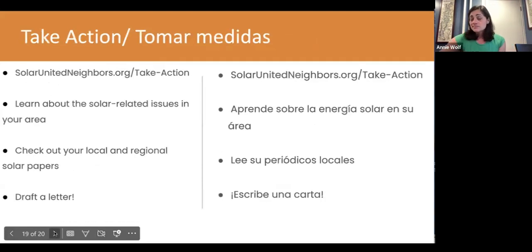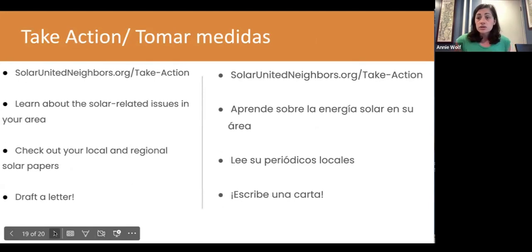What can you do afterwards? If you are interested in getting more involved with Solar United Neighbors, you can continue to write letters to the editor. We'll be sending out calls to action relatively frequently throughout the year. And you can even hop on our webpage and go to the Take Action page to see about more ways you can get involved with our work and with promoting solar across the country.